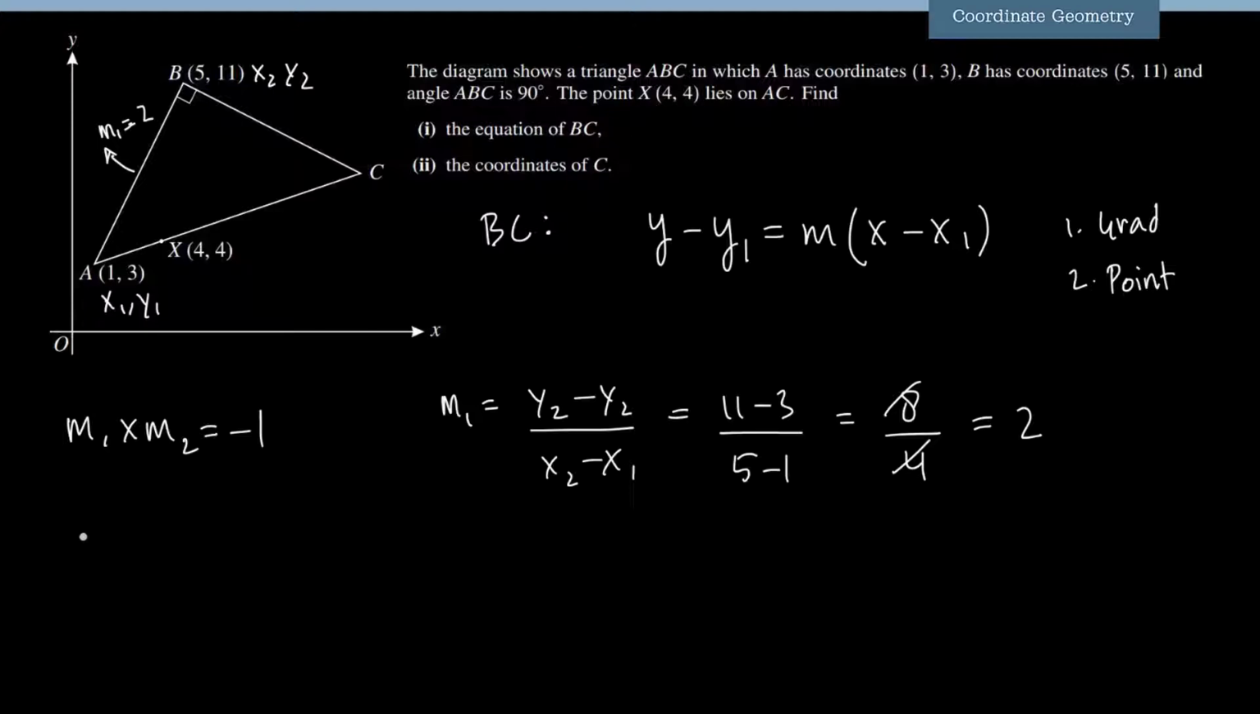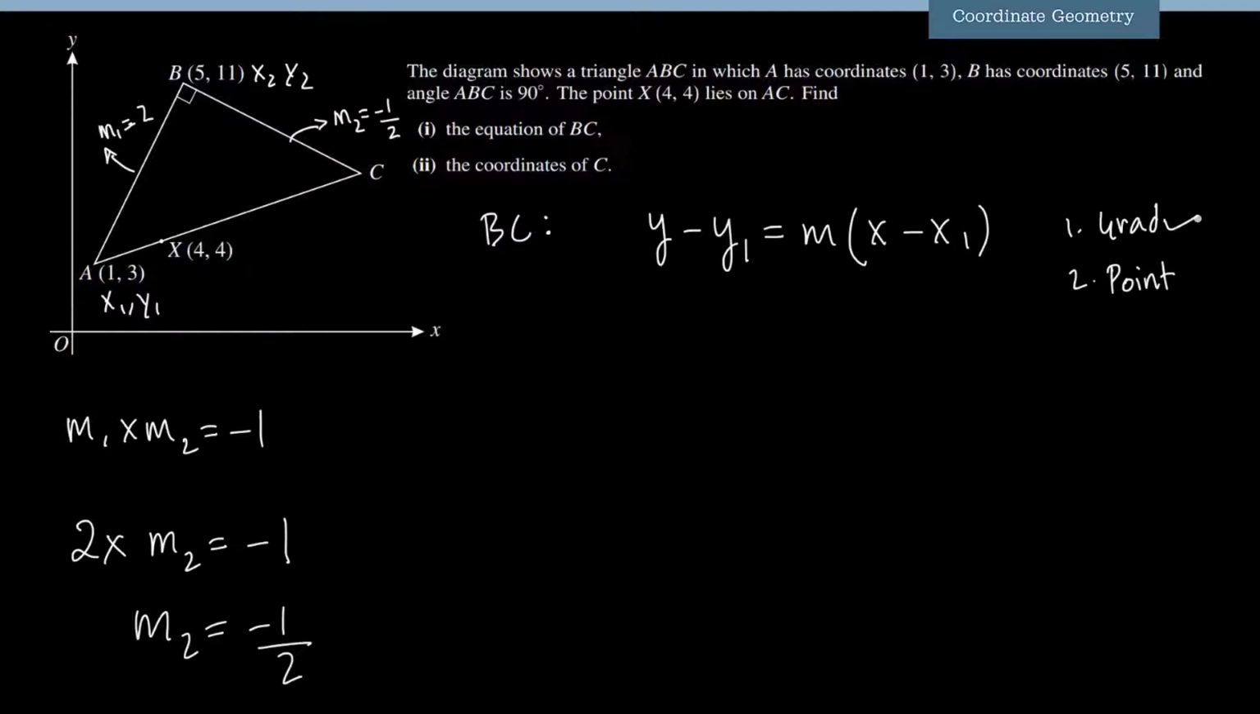Now I'll use this relationship. This is going to be 2 times the gradient of line BC. Let's say that the gradient of this line is m2. So 2 times m2 is equal to -1, and this gives me m2 as -1 upon 2. So the gradient of this line is -1 upon 2. Now since I know the gradient, the point is also given. I'll use this point for this equation.